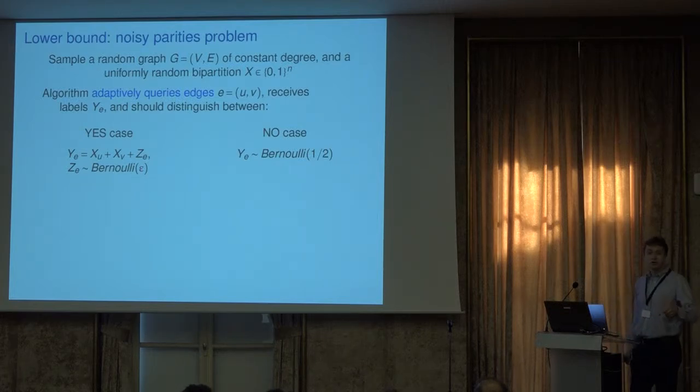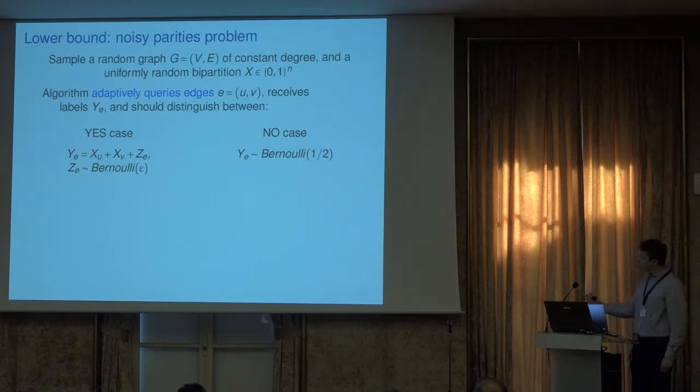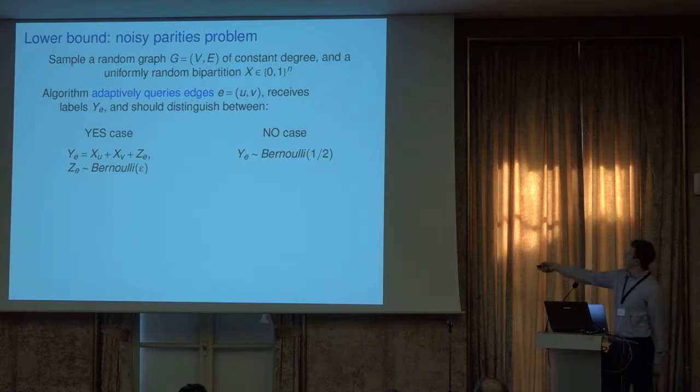And the main technical tool behind our lower bound is something that we refer to as the noisy parities problem. In the noisy parities problem, first, nature samples some random constant degree graph, and we use a random d-regular expander. This is important for the reduction. And then a uniformly random bipartition of this graph. So now the algorithm doesn't know the graph G and doesn't know the bipartition. The algorithm gets to adaptively query edges of this graph. And upon querying an edge, the algorithm receives the edge with a binary label on the edge called Y_e.